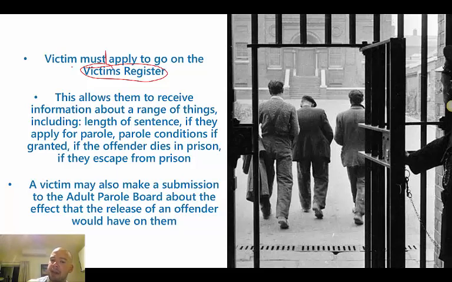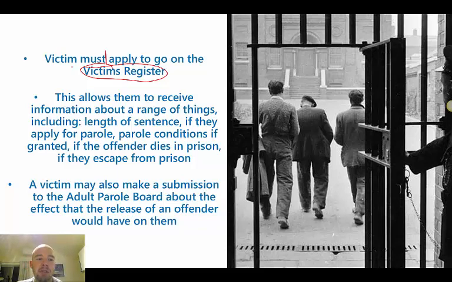You'll get notified if they apply for parole, so if they apply to be released early, if it's granted, they'll let you know that it's granted, and any conditions that are applied to that, be they curfews, restrictions of movement. So often people can be released on parole, but they have a curfew, so they have to be home in these hours. They have to check into a police station once a week, or perhaps they're not allowed to go to gambling venues or near schools, that sort of thing.